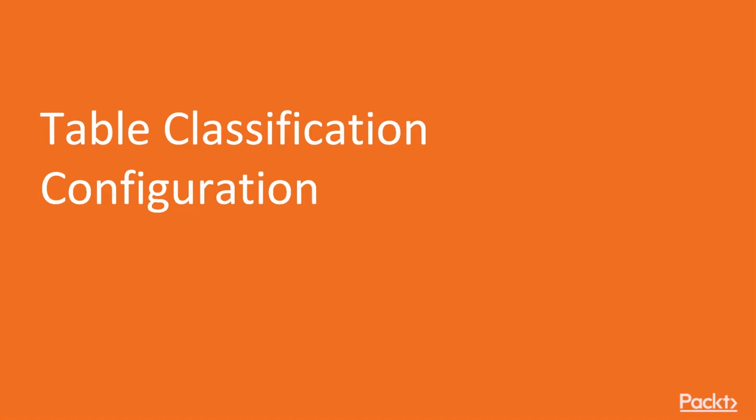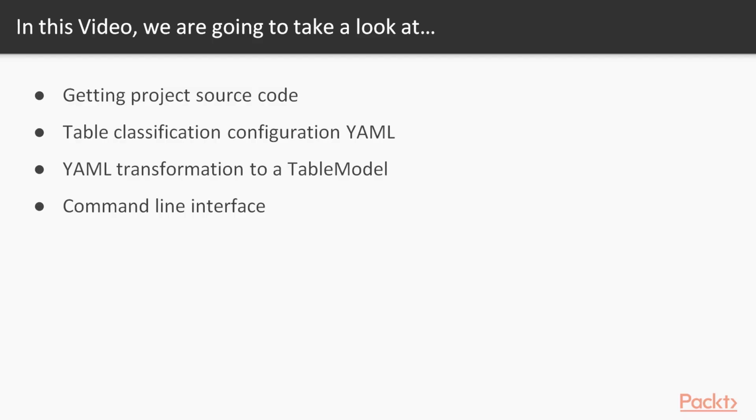And now in this video, we'll take a look at table classification configuration. We'll start off the video by getting the project source code, and then we'll take a look at the table classification configuration YAML, and then we'll use this YAML and transform it into a table model like we learned about in previous videos. And then finally, we will look at a program to build a command line interface to tie this all together.